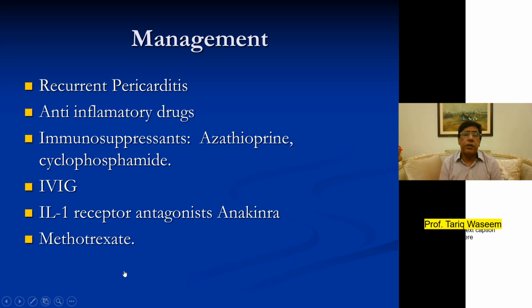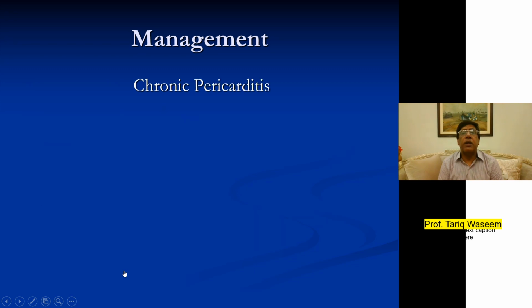Similarly, in patients with this autoimmune category with documented interleukin 1 elevation, an interleukin 1 receptor antagonist like anakinra may be considered. And again methotrexate, a cytotoxic drug, can be considered in patients with autoimmune type of pericarditis or pericardial effusion or a recurrent pericarditis.